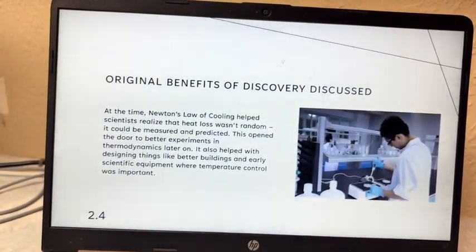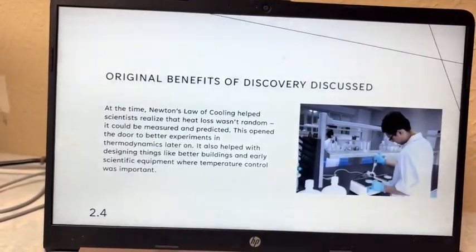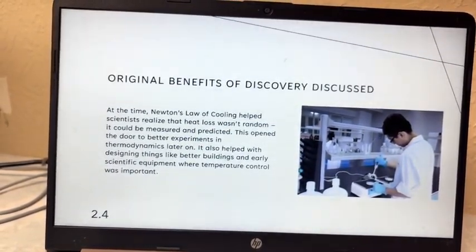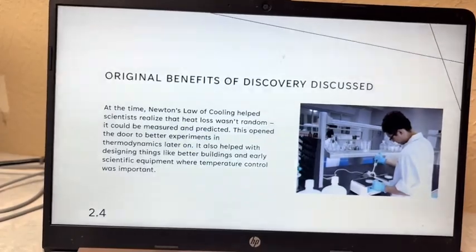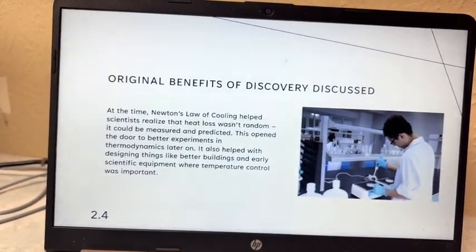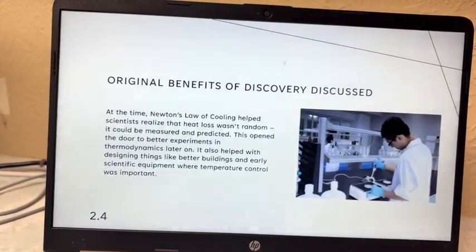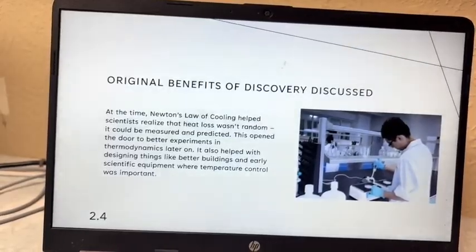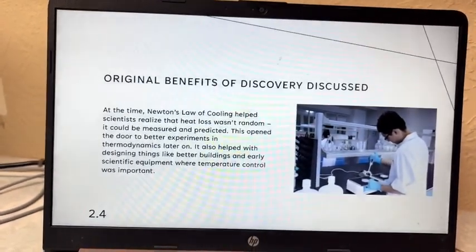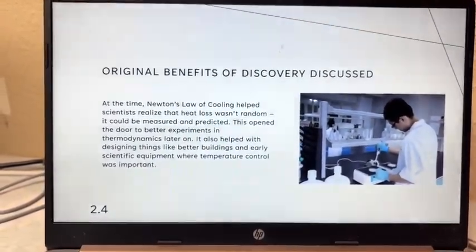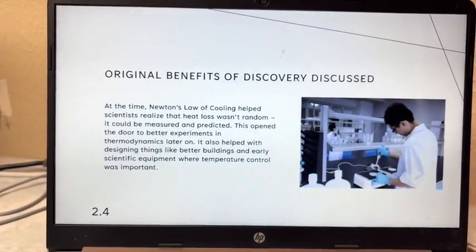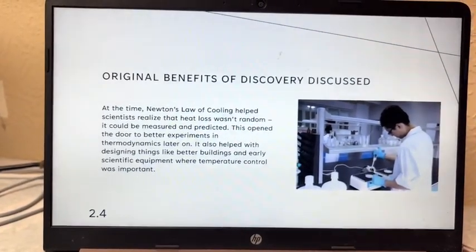Original benefits of discovery discussed. At the time, Newton's law of cooling helped scientists realize that heat loss wasn't random. It could be measured and predicted. This opened the door to better experiments in thermodynamics later on. It also helped with designing things like better buildings and early scientific equipment where temperature control was important.